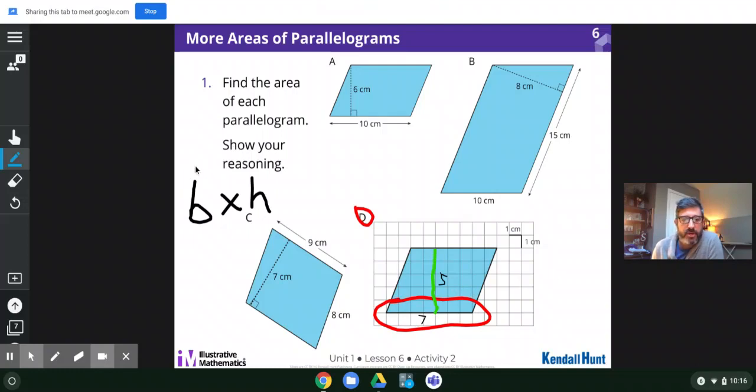Remember our formula over here? Do you multiply? Yes. So we multiply our base, which is 7, times our height, which is 5. Can you tell me what that is? It's 35. Okay, tell me again. 35.